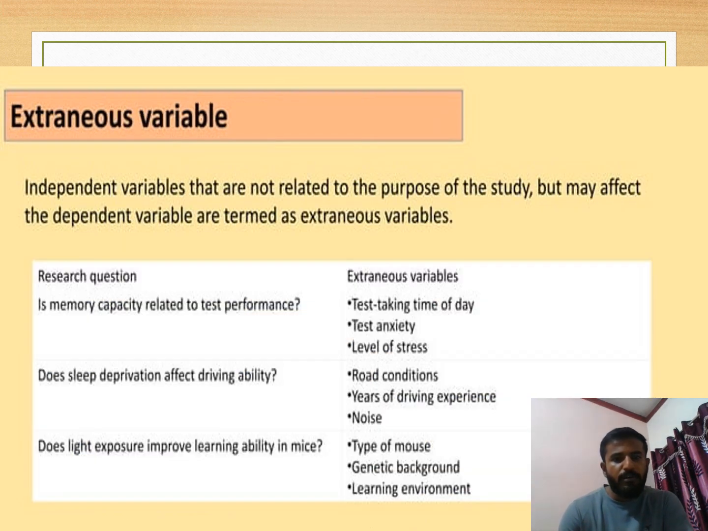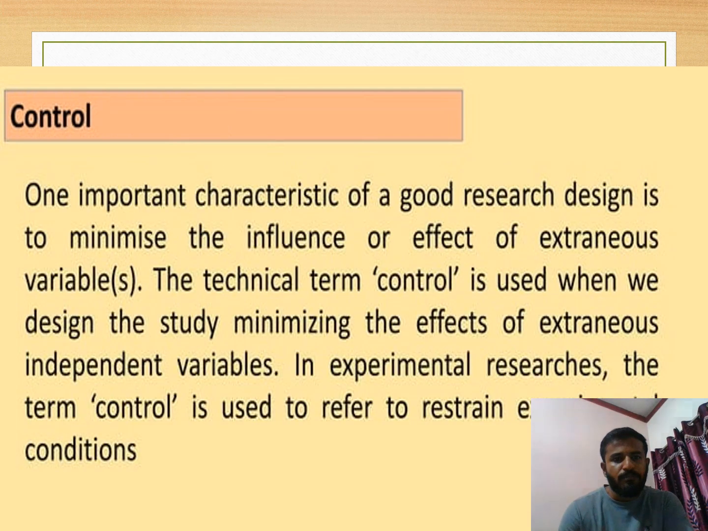Extraneous variable. Independent variables that are not related to the purpose of the study, but may affect the dependent variable, are termed extraneous variables. Control. One important characteristic of a good research design is to minimize the influence or effect of extraneous variables. The technical term control is used when we design the study minimizing the effects of extraneous independent variables. In experimental research, the term control is used to refer to restraining the conditions.